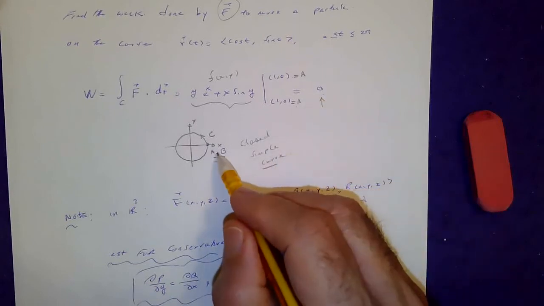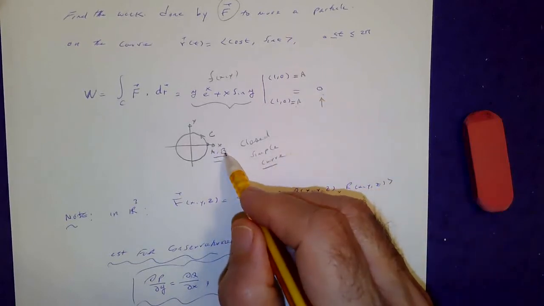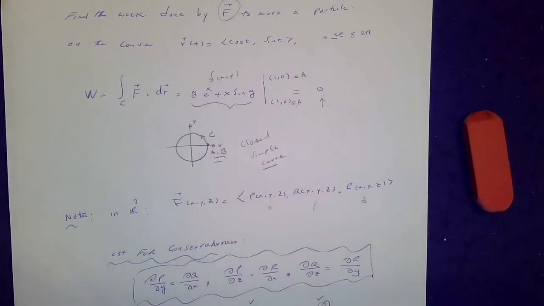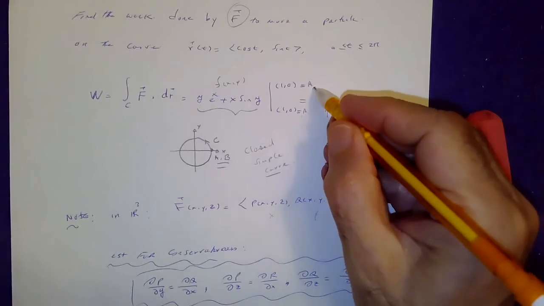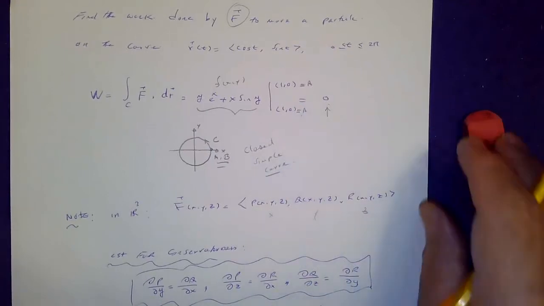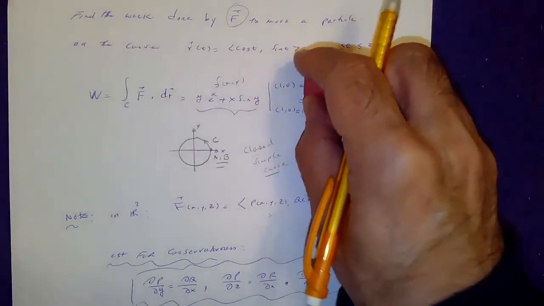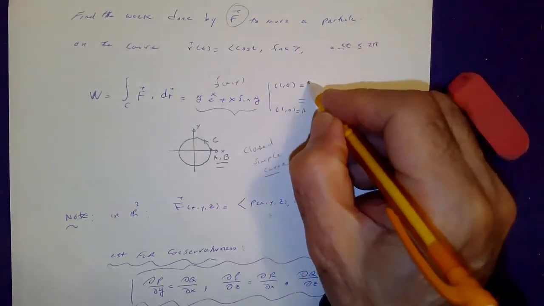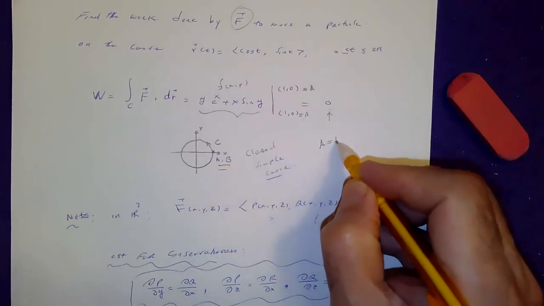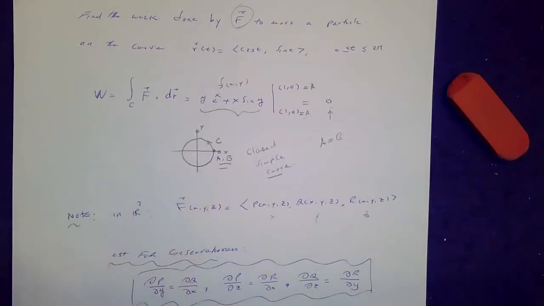Why? Because the initial point of the curve coincides with the terminal point. So that's as if you go from A to A. Do you see it? All right. Whereas in this case, we have to go from A to A or B to B. It doesn't matter because A and B happen to be the same if the curve is closed.